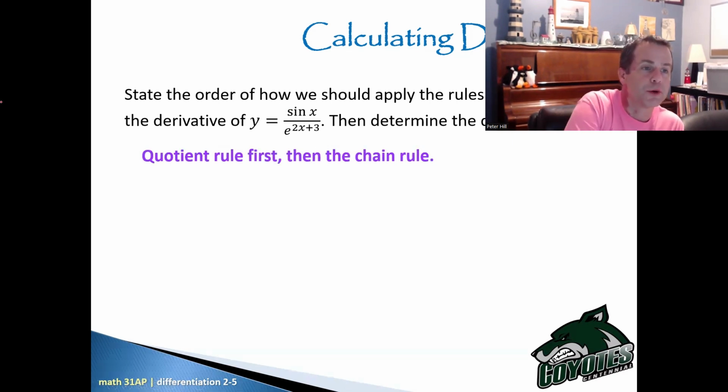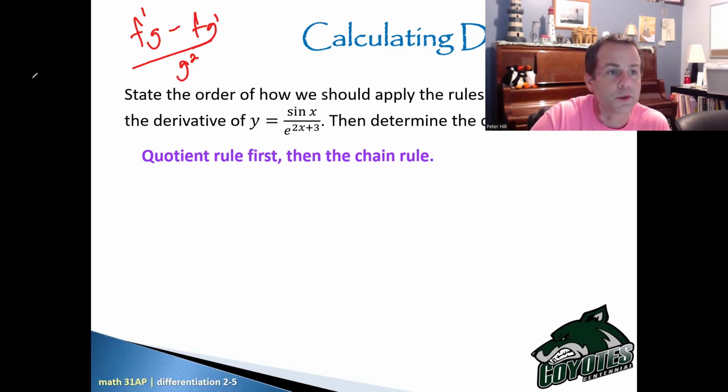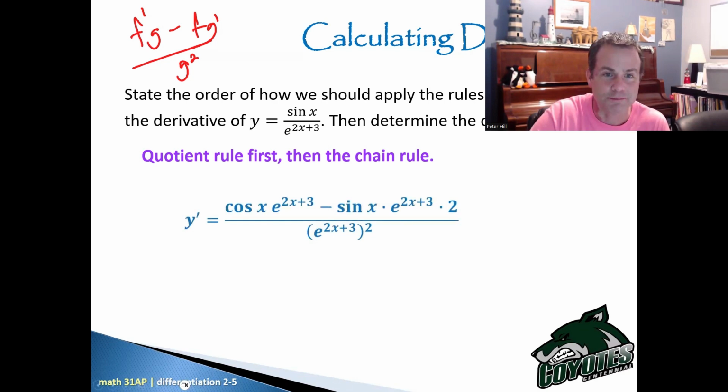A reminder of our quotient rule: f prime g minus f g prime, over g squared. And I've got derivatives on the outside. So the derivative of sine x would be cos x times e to the 2x plus 3, minus sine x times e to the 2x plus 3 times the derivative of the inside function, which would be 2, over (e to the 2x plus 3) squared. So that's what I'm going to end up trying to clean up.